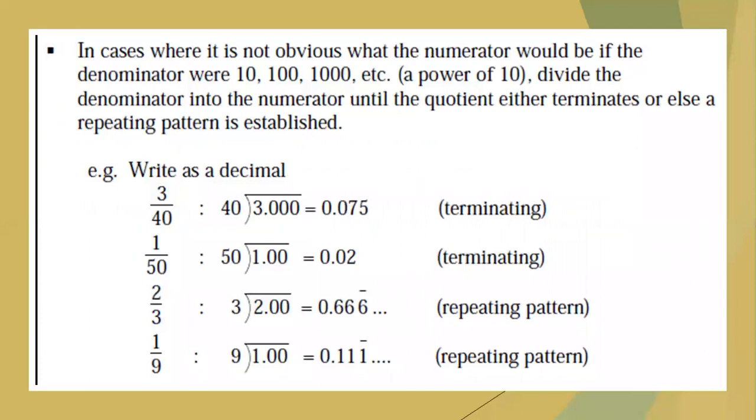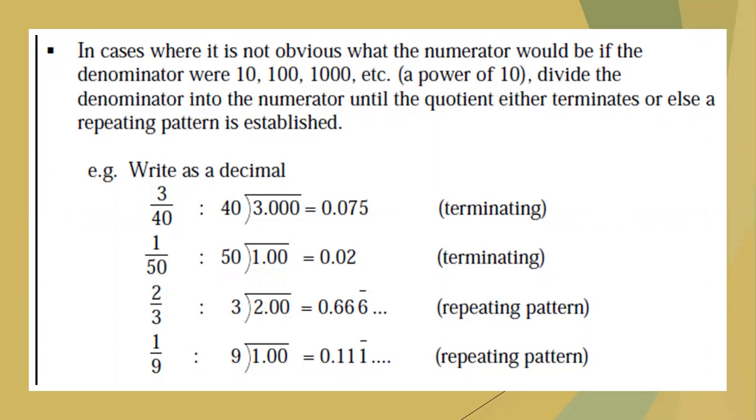In cases where it is not obvious what the numerator would be if the denominator were 10, 100, 1,000, etc., a power of 10: when the denominator is not a power of 10, divide the denominator into the numerator until the quotient either terminates or else a repeating pattern is established. So for example 3 over 40, you would do 3 divided by 40. The answer would be 0.075.